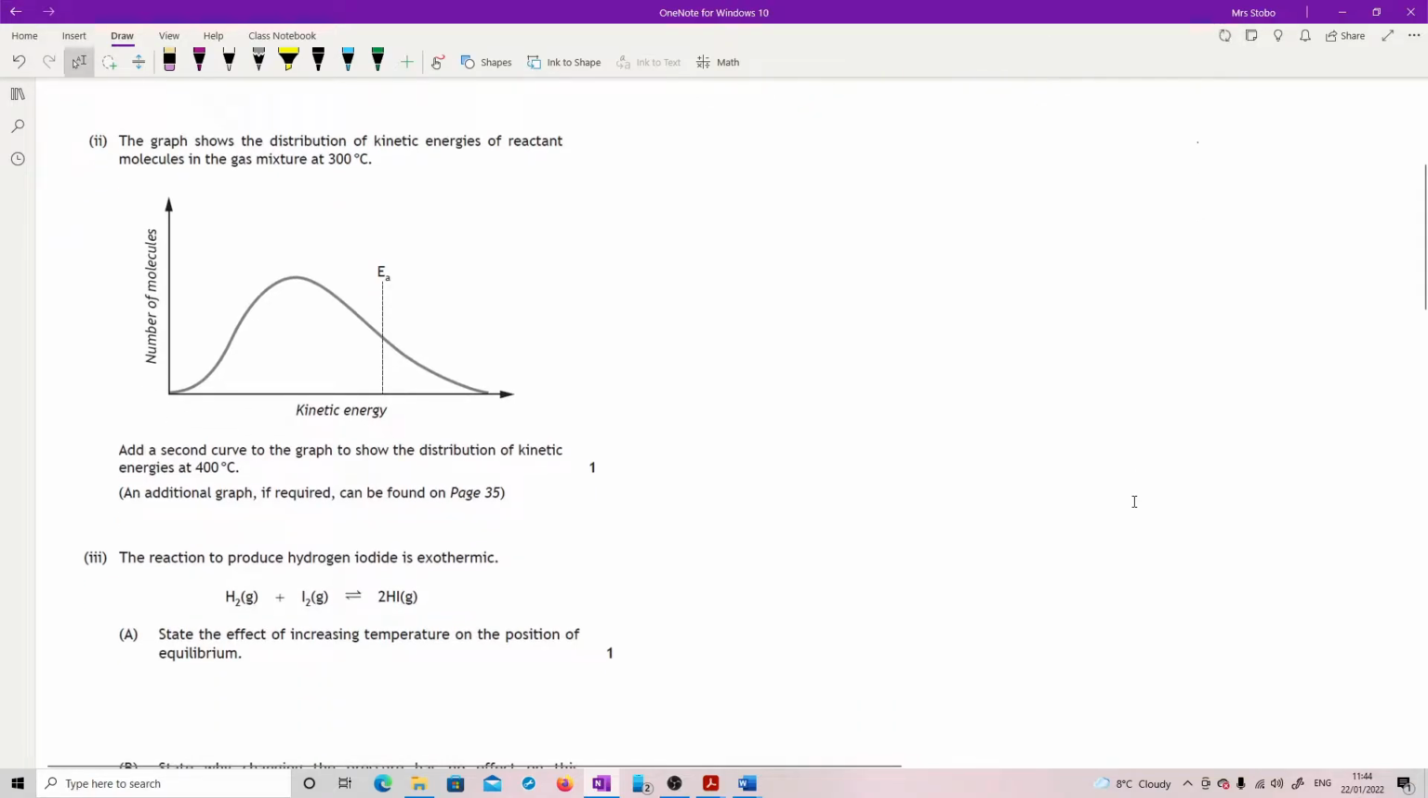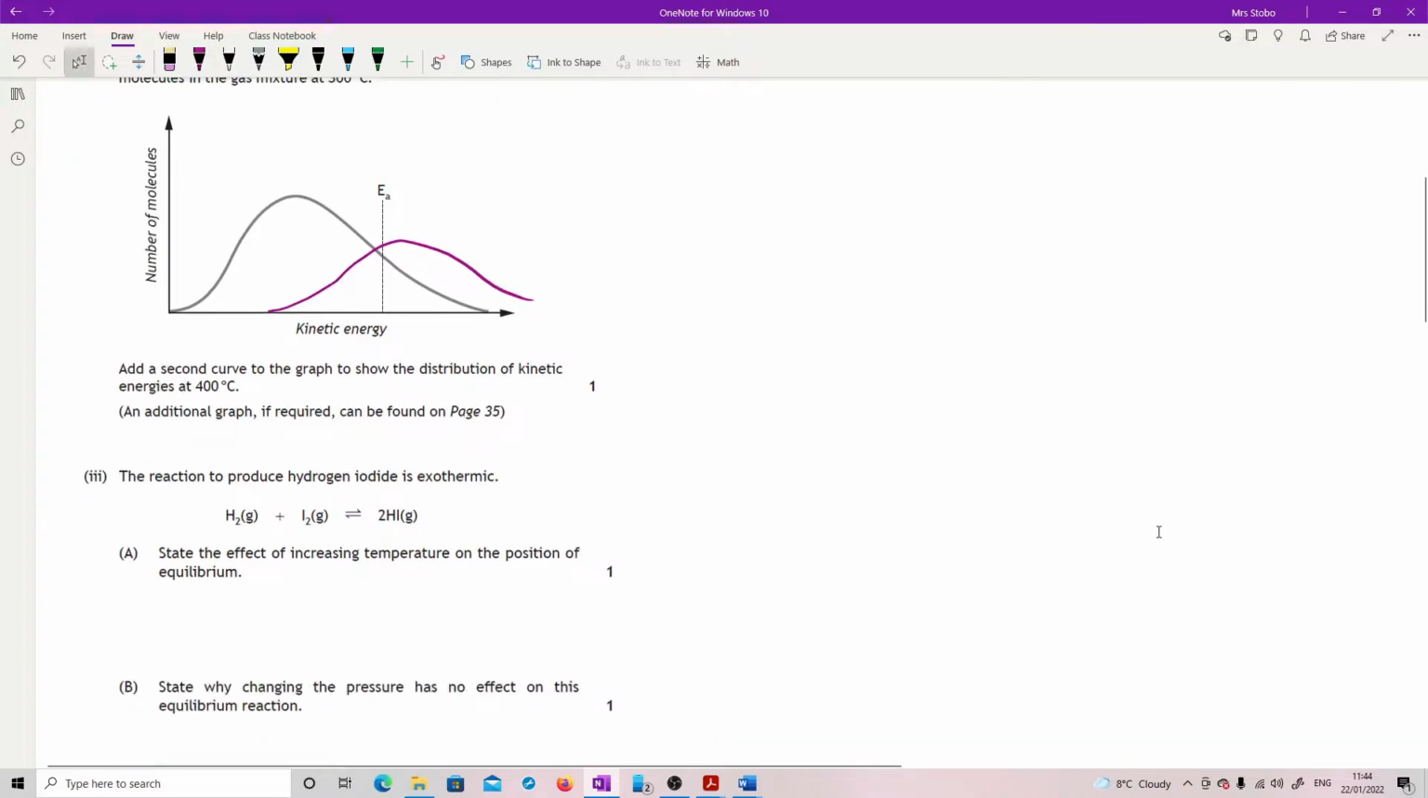The graph shows the distribution of kinetic energies of reactant molecules in the gas mixture at 300 degrees C. Add a second curve to show the distribution of kinetic energies at 400. So I need to put in a curve that is not necessarily higher, but further to the right. I'm just going to shift a curve and that'll get the mark. We expect a slightly lower bump, as they tend to spread out more, but as long as it's not higher, then it's good.